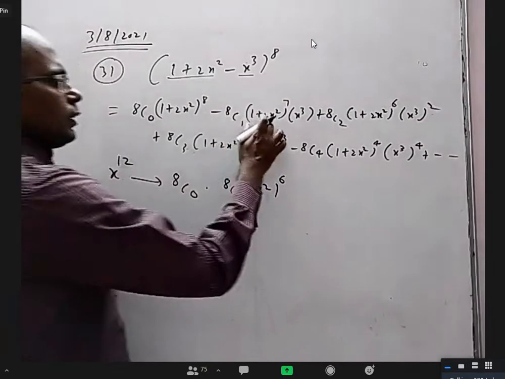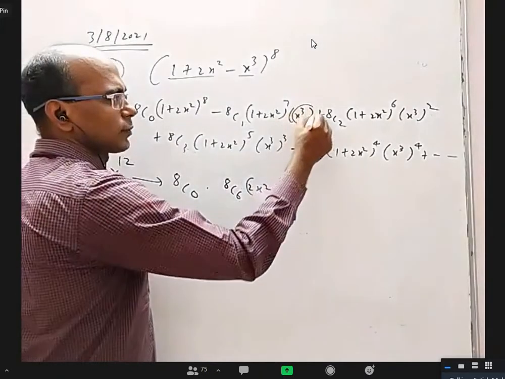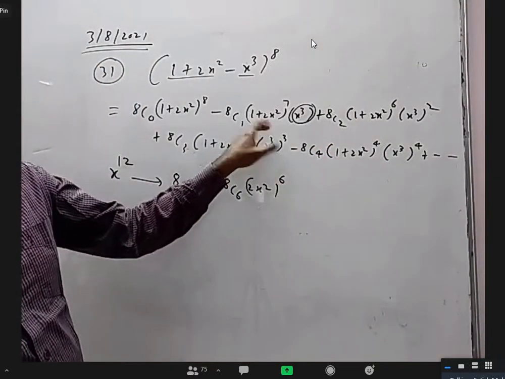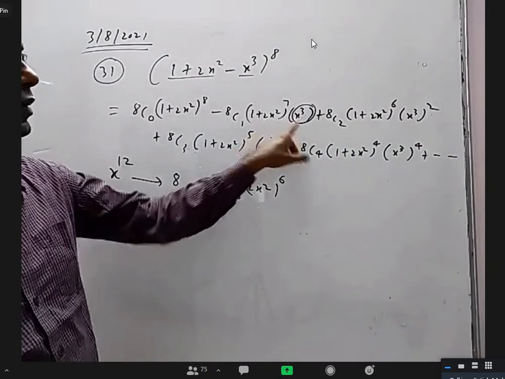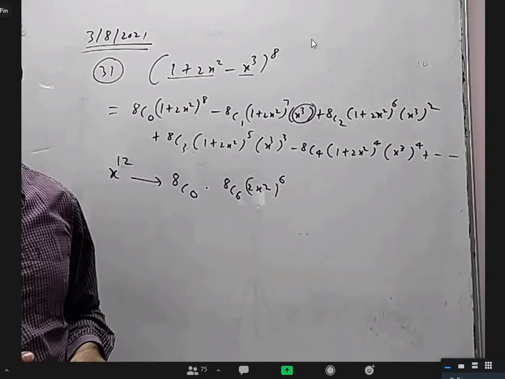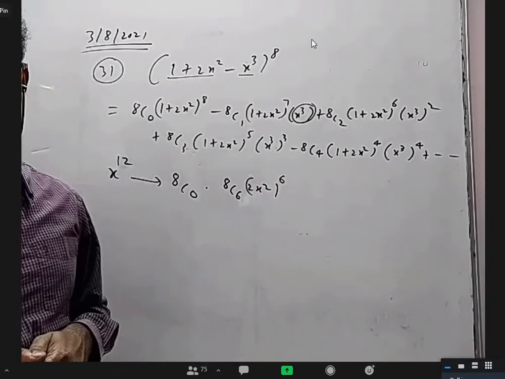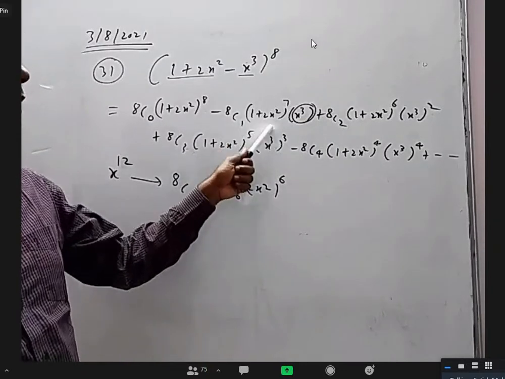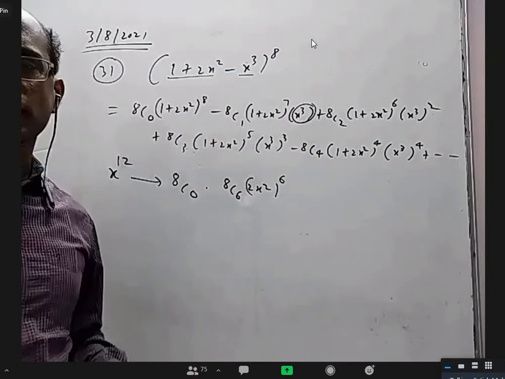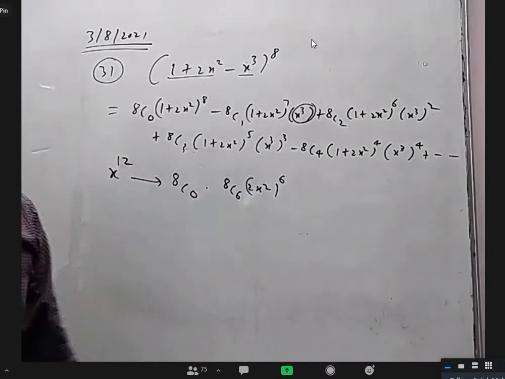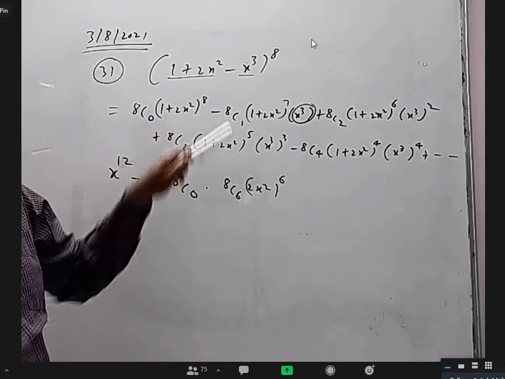Okay. Yes, sir. In this, already x cube is there. So when you expand this, with what should I multiply to get x power 12? I have to multiply by x power 9, right? But there is no x power 9 in this, because in (1 plus 2x square) whole power 7, you may get x square, or (x square) whole square, or (x square) whole cube. You will get only even powers, but you don't get any odd power. So this cannot give you x power 12.